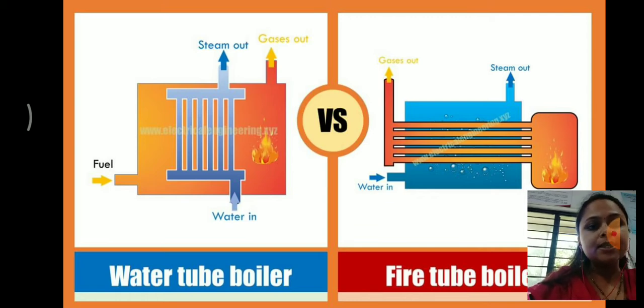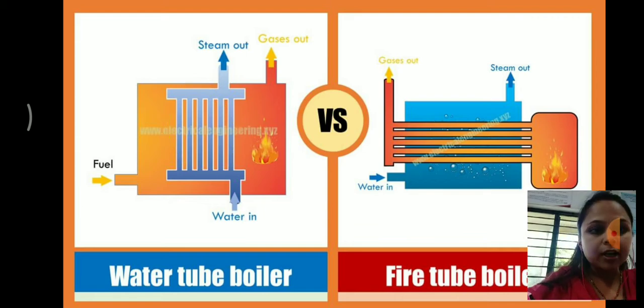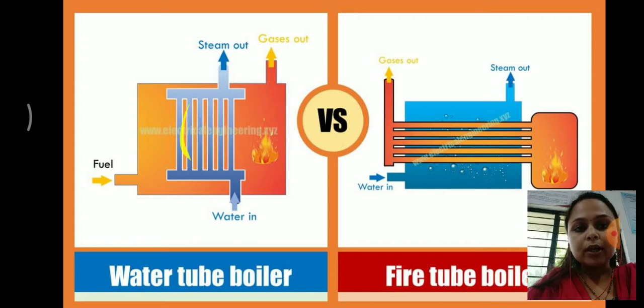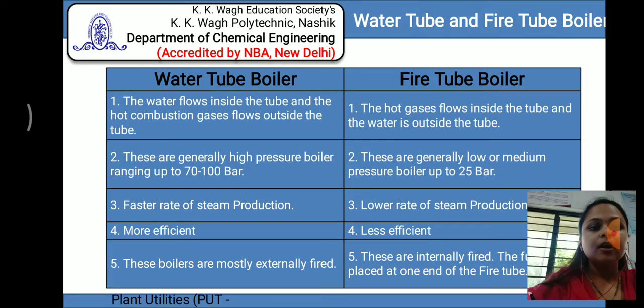So friends, in this diagram you can see the basic difference is that in the water tube boiler, water is flowing through the tube, and in the fire tube boiler, flue gases are flowing through the tube. In the water tube boiler, water is surrounded by the flue gases, and in the fire tube boiler, the flue gases are surrounded by the water. Here I have shown the difference between the water tube and the fire tube boiler.